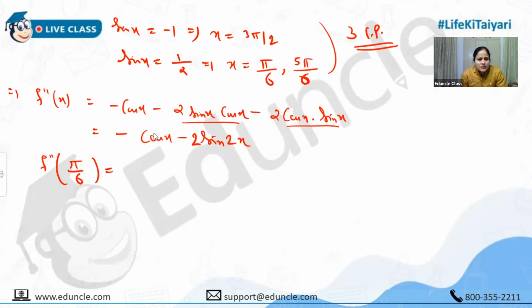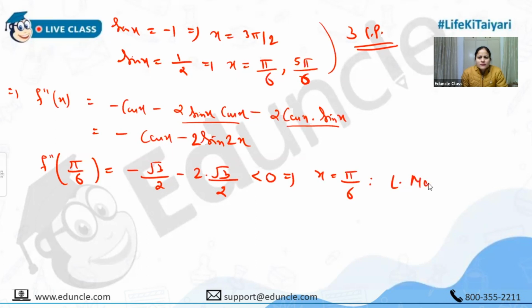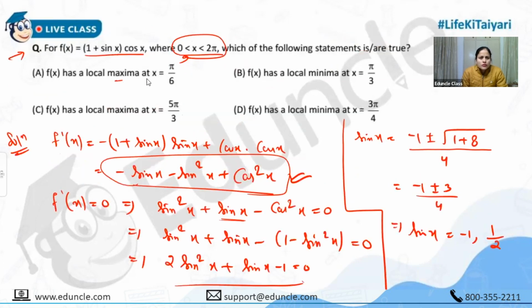So at pi by 6, what will I get? I'll have cos pi by 6 is root 3 by 2, minus twice times sin pi by 3. Sin pi by 3 is square root of 3 by 2. So this term is negative. So this implies x equal to pi by 6 is a point of local maxima. Okay? So go back to options. Local maxima, yes, my option A is correct.